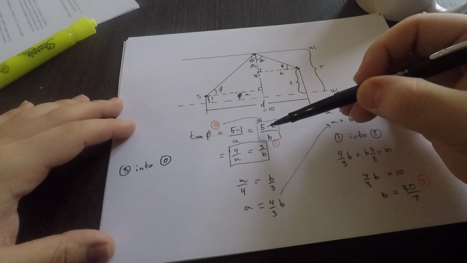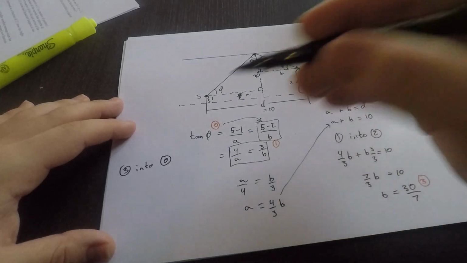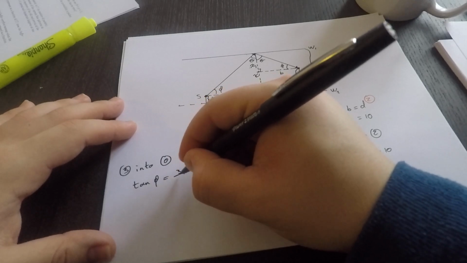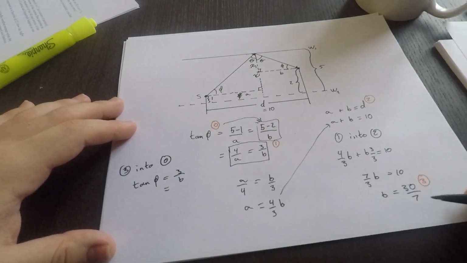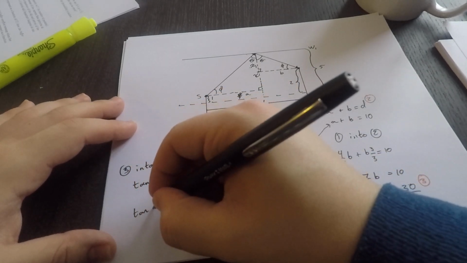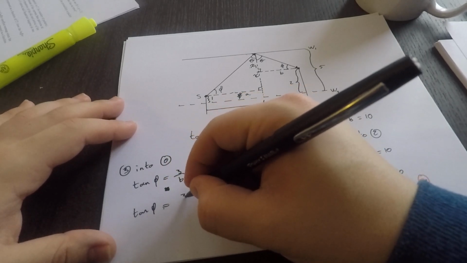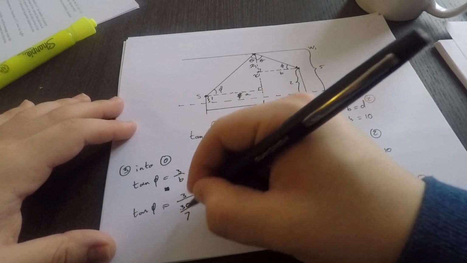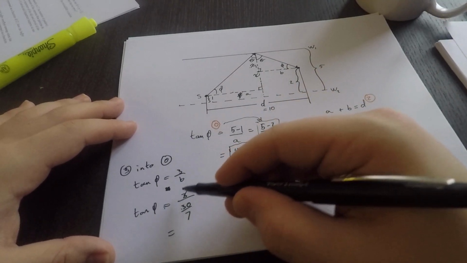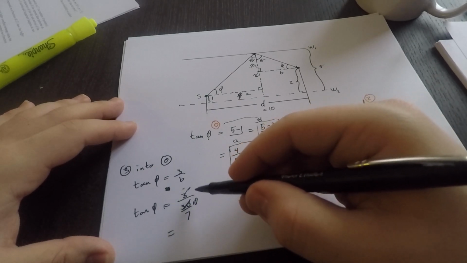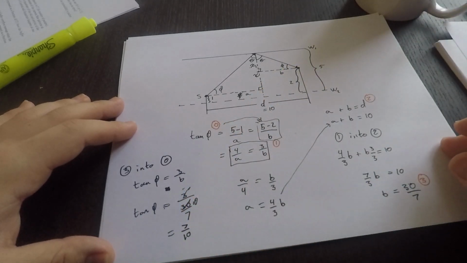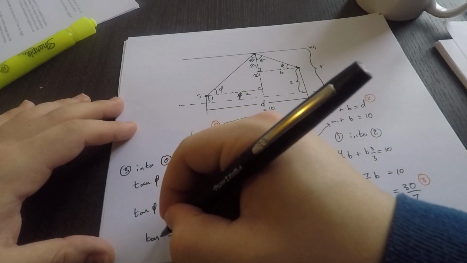So, let's see, this was a 5, 4, 3, right? So now tan phi is equal to 3 over b, and b is equal to 30 over 7. So I'm actually going to scratch that and say tan phi is equal to 3 over 30 over 7. So the 3 and the 30, we can divide that into a 10. So we have 1 divided by 10 divided by 7 gives me 7 divided by 10. And now that's the tan of phi.